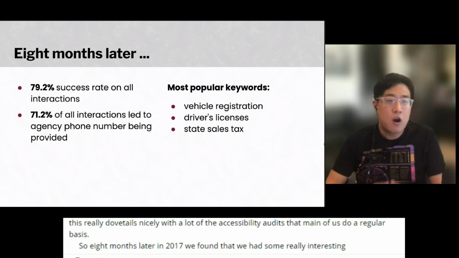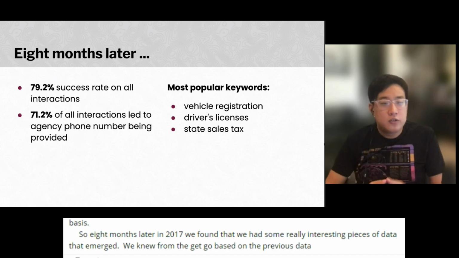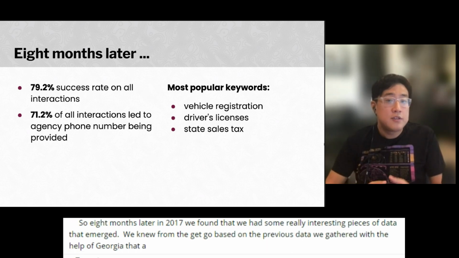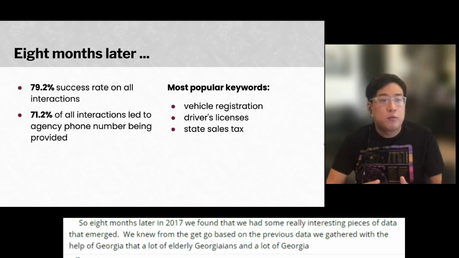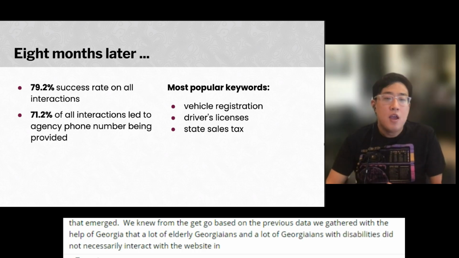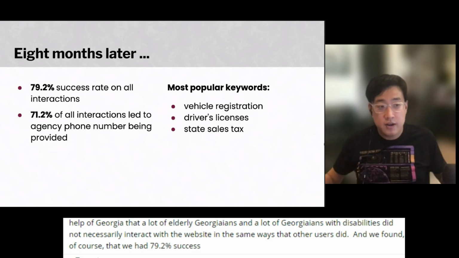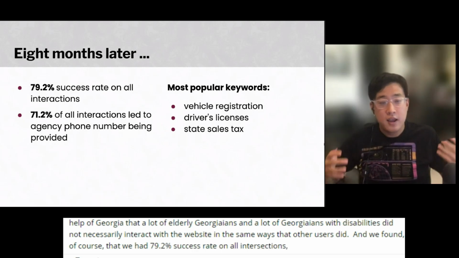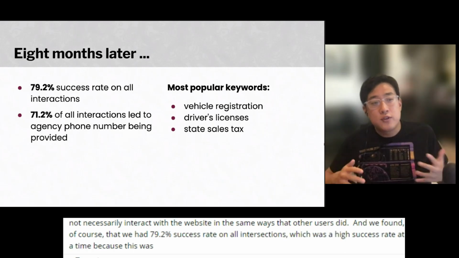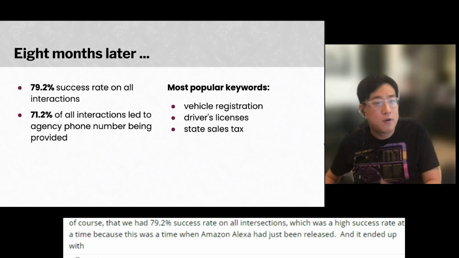So 8 months later in 2017, we found that we had some really interesting pieces of data that emerged. We already knew from the very get-go, based on the previous data that we had already gathered with the help of Georgia, that a lot of elderly Georgians and a lot of Georgians with disabilities did not necessarily interact with the website the same ways as other users did. And we found that we had a 79.2% success rate on all interactions on this voice interface, which was a very high success rate at that time, because this was at a time when Amazon Alexa had just been released. And 71.2% of all these interactions ended up getting to the point where a phone number was provided.